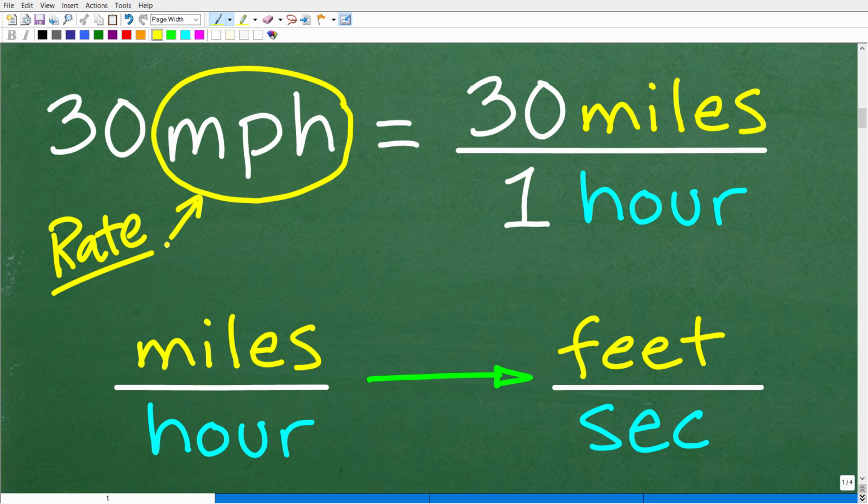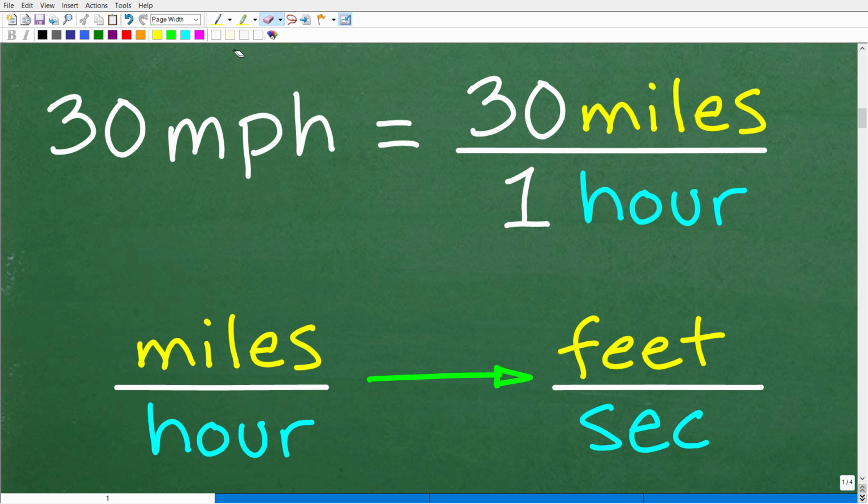What's the car's rate? Now, typically, we would use a word like speed or velocity, but a rate is effectively a fraction where you're comparing two different units of measure. Okay, so we can kind of see this more clearly here. And let me just write this out.